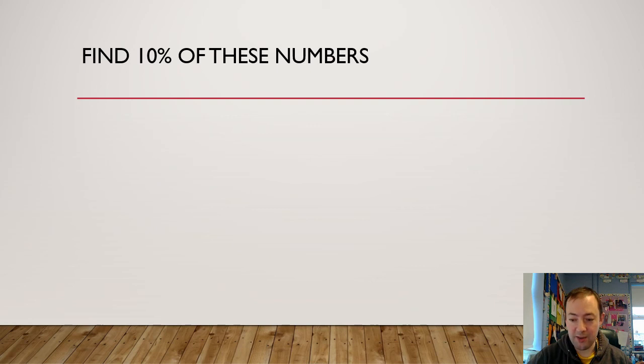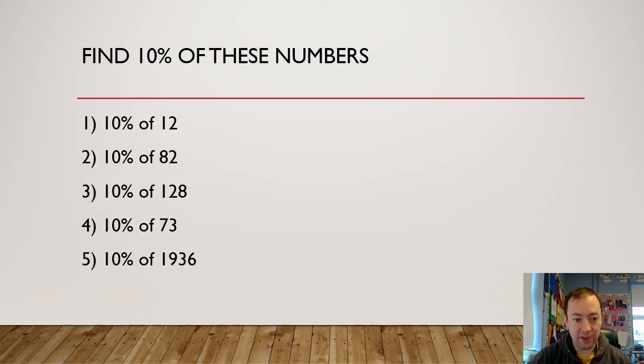Find 10% of these numbers. So we've got the same numbers again. Pause me now and see if you can find 10%. Okay, and I'll show you your answers. 10% of 12 is 1.2, 10% of 82 is 8.2, 10% of 128 is 12.8, 10% of 73 is 7.3, and 10% of 1936 is 193.6.